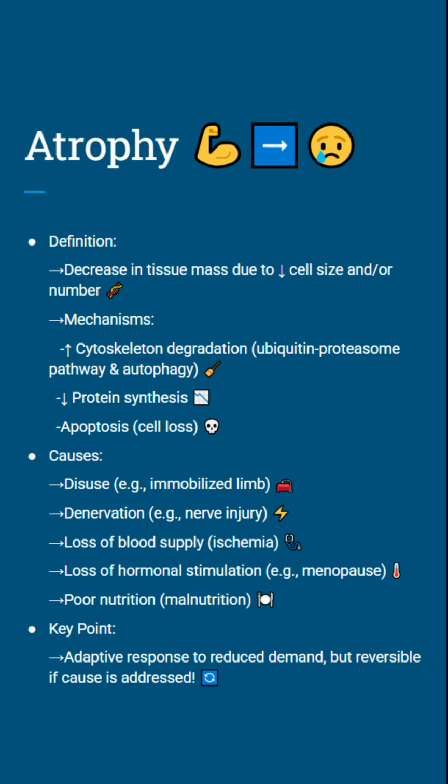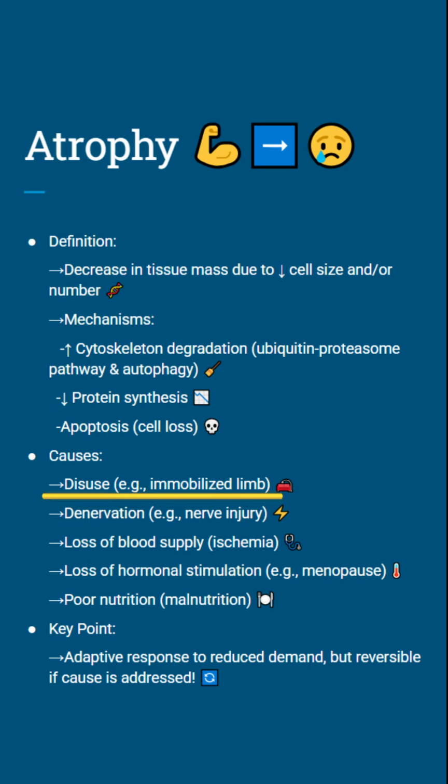Alright, now let's zoom into atrophy. It's all about a decrease in tissue mass because cells shrink or their numbers drop. Think of that noodle arm. The mechanism here is, first, cytoskeleton degradation happens through the ubiquitin proteasome pathway or autophagy, basically breaking down cell structures. Then protein synthesis takes a hit, and in some cases apoptosis, which is cell loss, kicks in.